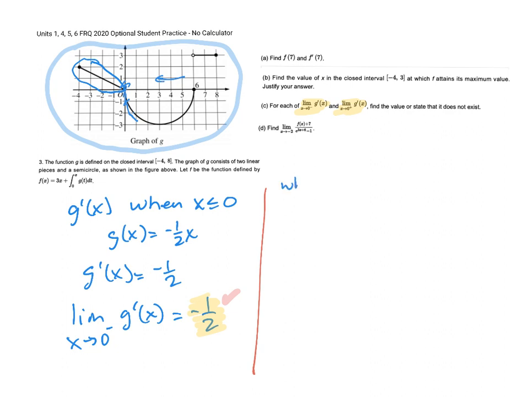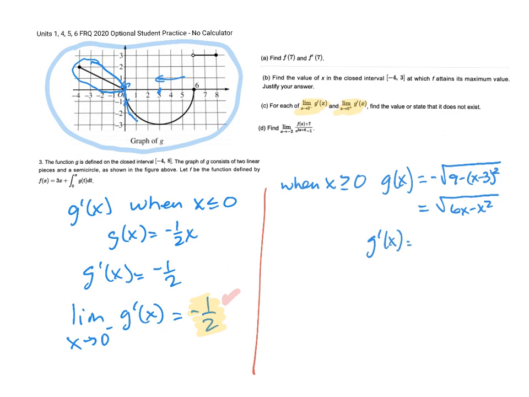So when x is greater than or equal to 0, g of x is the semicircle below the x-axis shifted over 3 units, right? Because the center is shifted over here to (3, 0). So that equation is negative square root of 9 minus the quantity x minus 3 squared. And we can simplify that to the square root of, if you multiply this out, 6x minus x squared, with a negative sign in front.